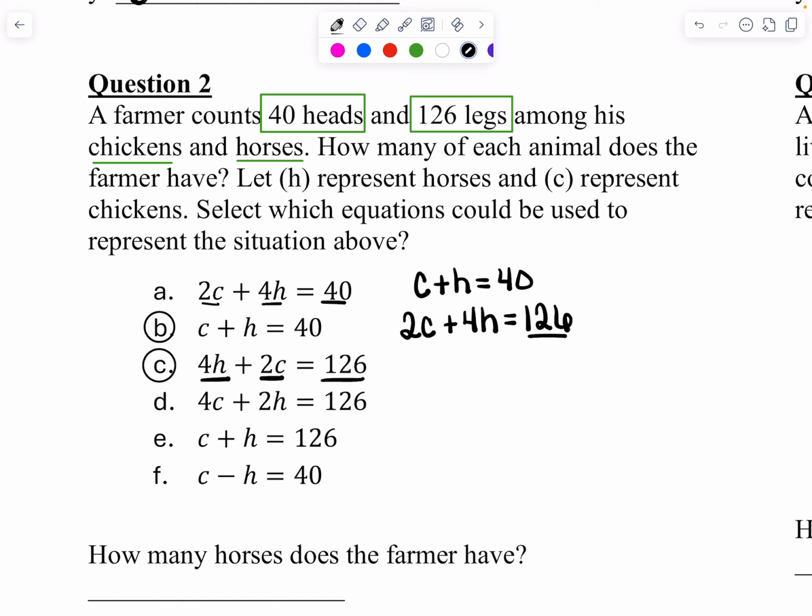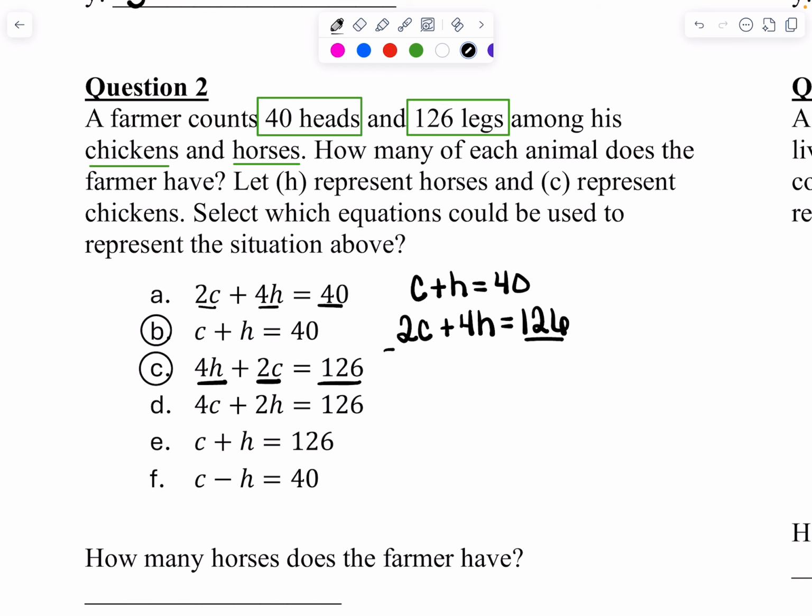So now it asks, how many horses does the farmer have? Well, if I want horses, then I want to eliminate the chickens. Okay? So I'm going to have to combine these. But if I'm combining them, I want the chickens to go away. So before I do that, let's go ahead and multiply equation A by -2.